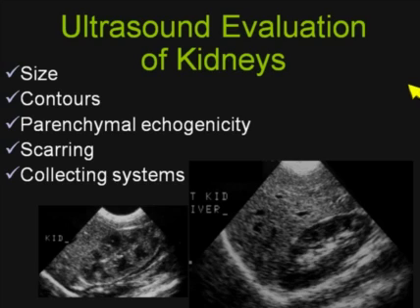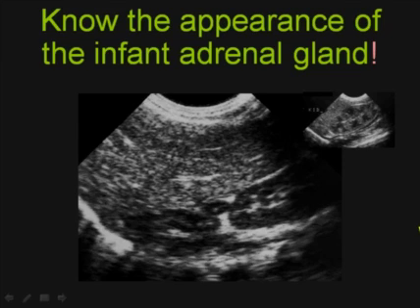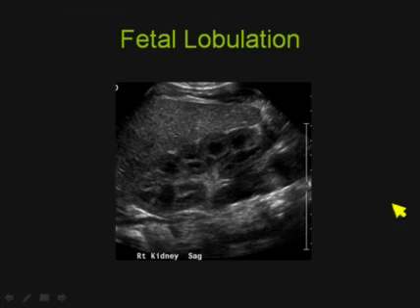During the next 3 to 6 months, the echogenicity of the cortex decreases compared to the liver and spleen, but there should be definition of the corticomedullary junctions. Know the appearance of the infant adrenal gland so it won't be confused with the kidney. The infant adrenal has a hypoechoic to almost anechoic cortex with a bright linear medullary stroma.